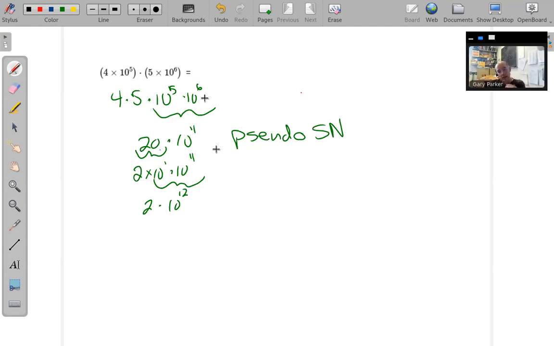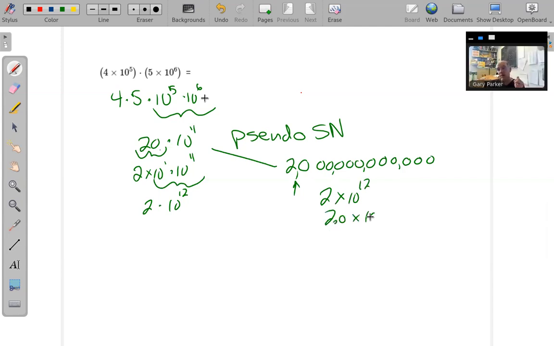Alternatively, you could just list out all those zeros. So there's my 20, and then I have 1, 2, 3, 4, 5, 6, 7, 8, 9, 10, 11 zeros. Count them again, make sure you get them right. I'm gonna throw some commas in there to help me count it. All right, so I get 3, 6, 9, 12. So if I want the decimal to go there, it would be 2 times 10 to the 12th. Could you call it 2.0 times 10 to the 12th? Absolutely, that would be okay too.